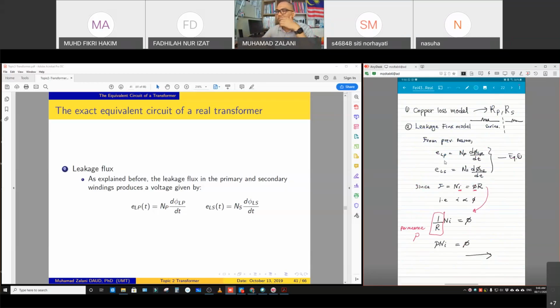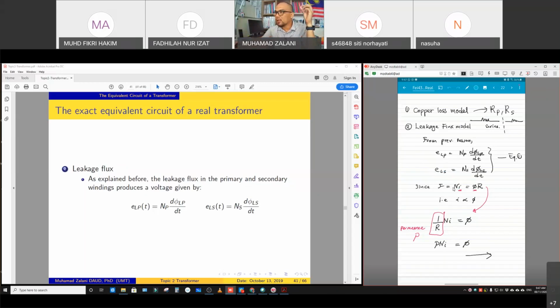So we use that equation, ELP equals NP d phi LP over dt. This equation actually comes from the derivation based on Faraday's law. Similarly for the leakage flux, the induced voltage due to the leakage flux at the secondary part is ELS equals NS d phi LS over dt. We make this equation 1.